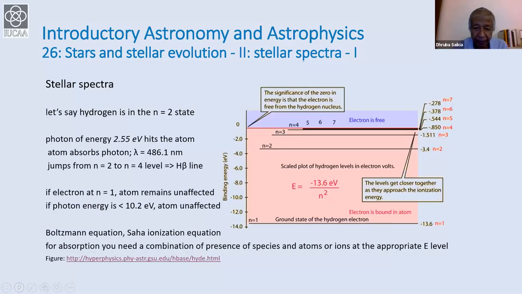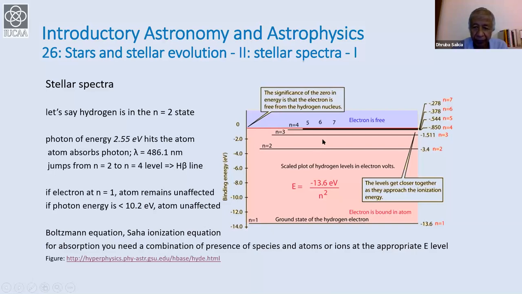And this is just a schematic illustration to reinforce what I have said. Let's say hydrogen is in the n equal to 2 state over here. n equal to 1 is the ground state, and this is the first excited state. If you have a photon of 486 nanometers or so, the electron can jump from n equal to 2 to n equal to 4, okay?